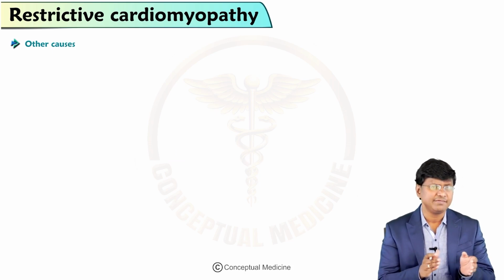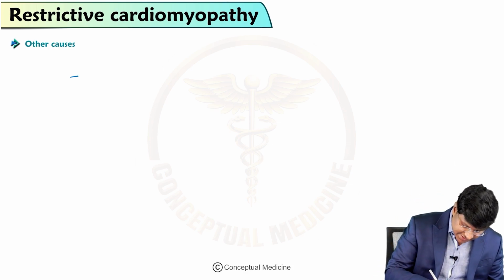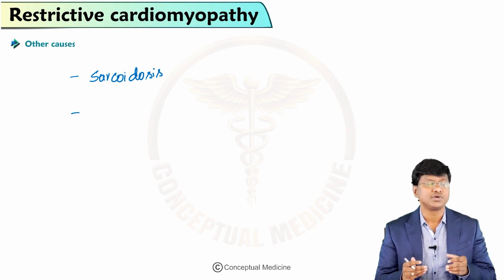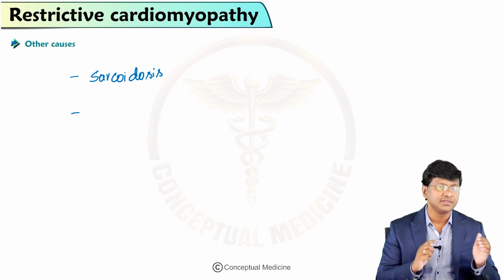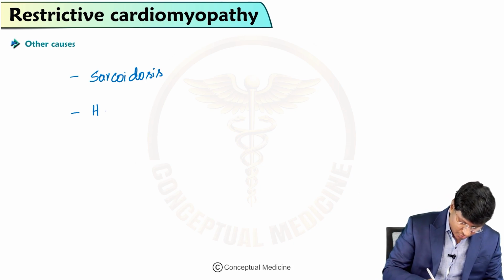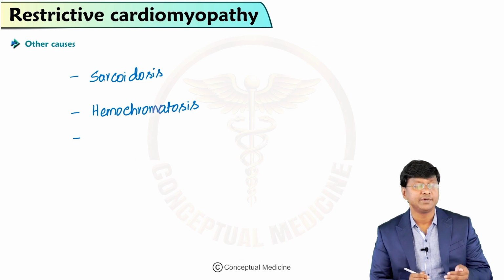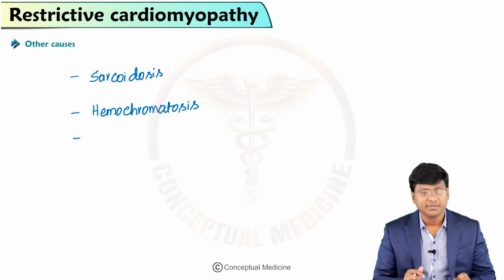We have a disorder characterized by accumulation of non-caseating granuloma, and that disorder is sarcoidosis. Even sarcoidosis will contribute to the development of restrictive cardiomyopathy. Then we have a disorder characterized by the infiltration or accumulation of iron within the heart, and that is nothing but hemochromatosis. Hemochromatosis is the disorder where there is excessive accumulation of iron within the myocardium, and that will make the individual develop restrictive cardiomyopathy.